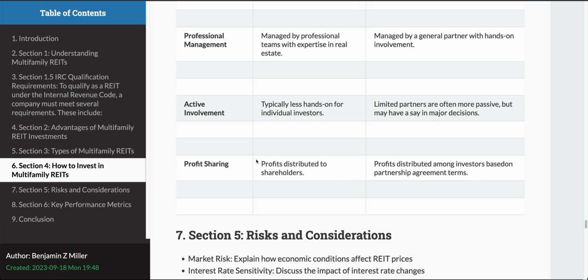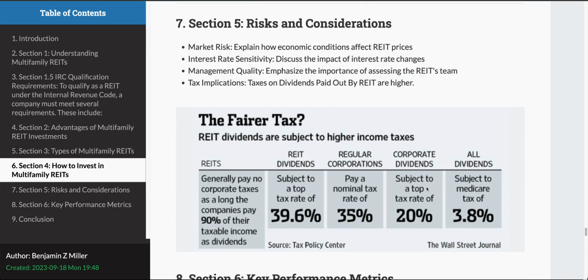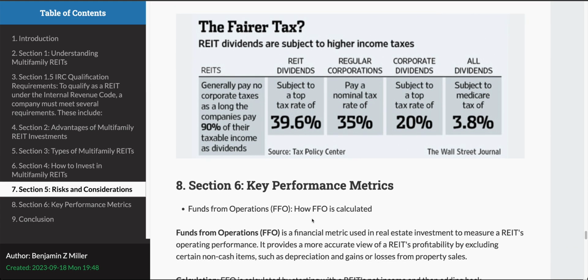And then the profit sharing: profits are distributed to the shareholders with a private REIT, and then the properties are distributed to the investors in a syndication based on whatever the partnership agreement terms are. About the main downside of REITs, and this is something that is so important if you're about to purchase one of these, look at the amount of tax that you are going to pay on your REIT.